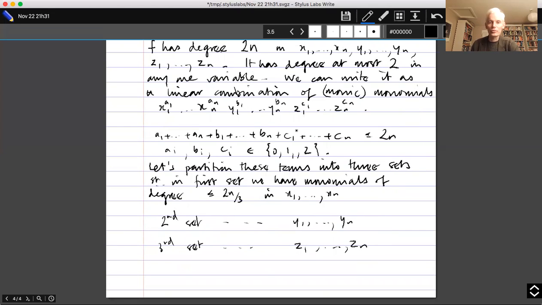So roughly what we do is we take each term, we look to see which of the sums a1 up to an, b1 up to bn, and c1 up to cn is the smallest, and then we stick it into the x collection if the a's are the smallest, the y collection if the b's are the smallest, and the z collection if the c's are the smallest. And if there's not a unique smallest, it doesn't matter, we just choose one of the smallest ones.